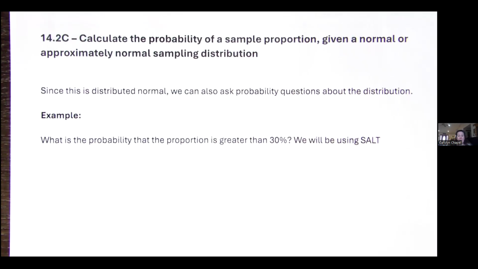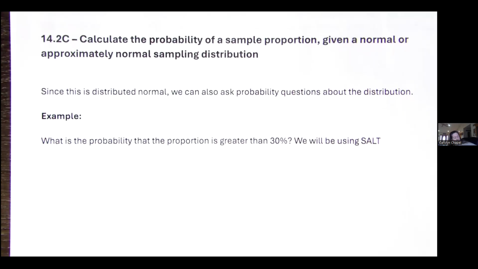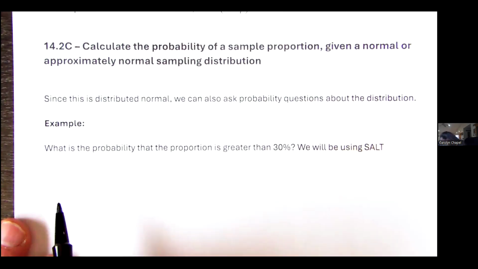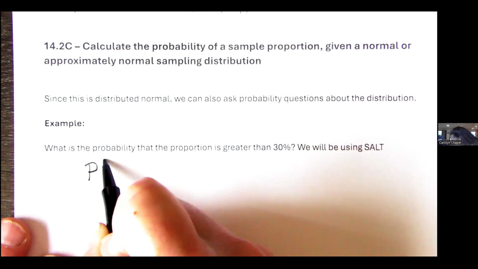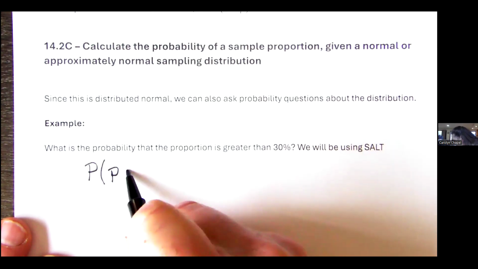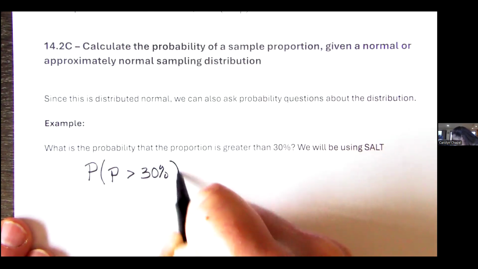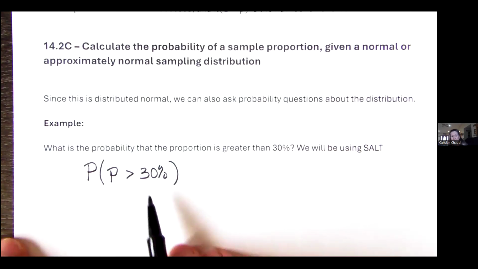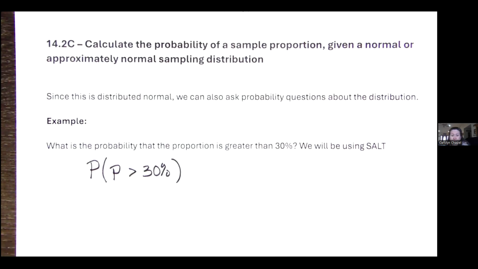What is the probability that the proportion is greater than 30%? So what is the probability that our p is going to be greater than 30%? Not that we needed our p hat. So this is when we don't really need that estimate in this situation, but we're just saying, at random, if I went and took a sample, what would be the probability that the proportion of our sample is bigger than that 30%? And we can use SALT for this.